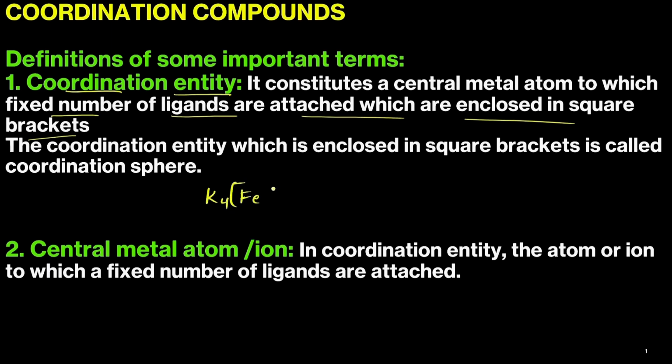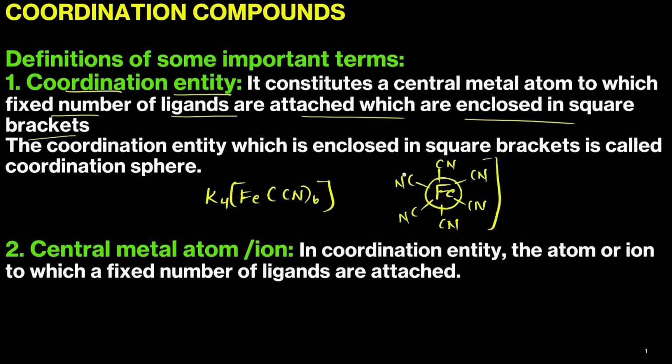K4[Fe(CN)6]. Okay, this is the coordination compound. In this coordination compound, the iron is attached to 6 ligands, that is CN, CN, here CN, CN, here CN and CN. Okay, this is the central metal atom which is attached to 6 CN ligands, which are enclosed in the square bracket. Therefore, this is called a coordination entity.